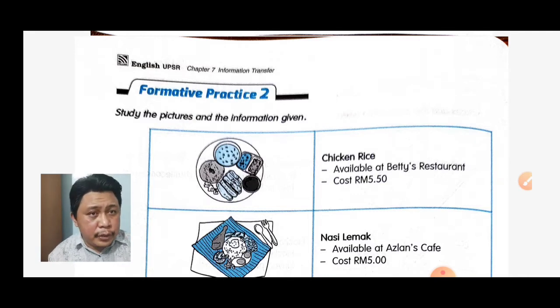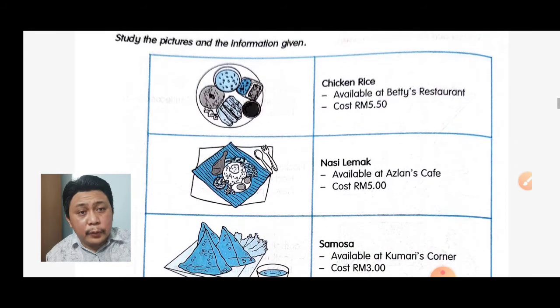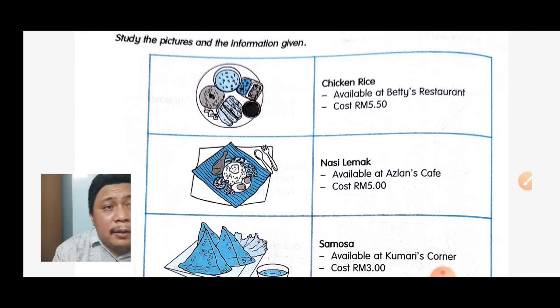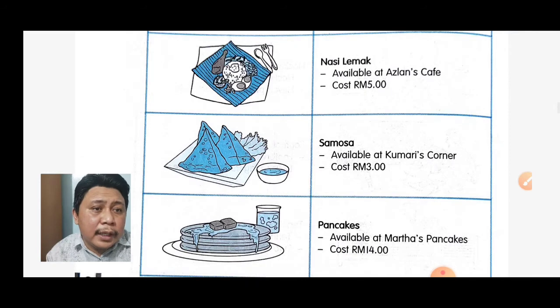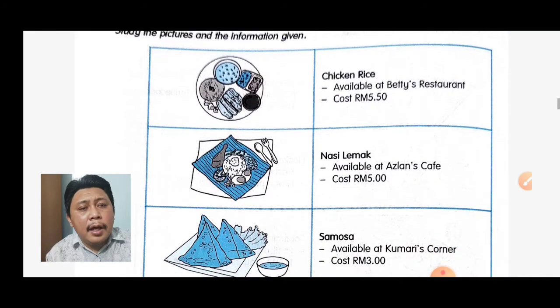We study the picture and information given for the next activity. What can you see in this picture? Foods, right? There are many foods here. We have chicken rice, nasi lemak, samosa, and pancake. So we have 4 items here. Now check all of the prices here.